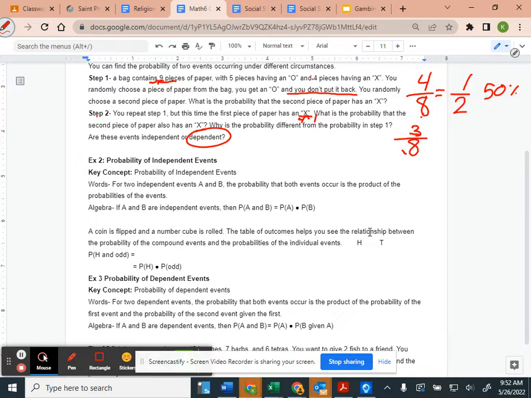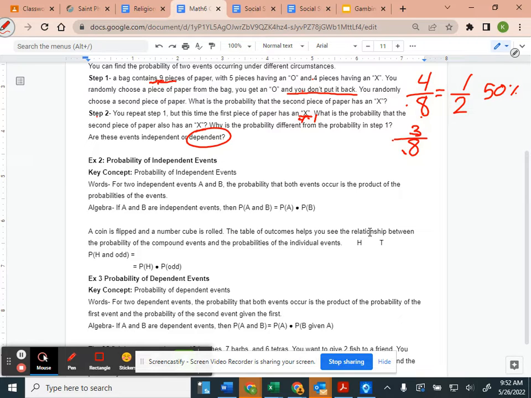Yes, because we were taking out and not returning, it's making that second one dependent on the first. We couldn't just draw and draw. It was dependent on it because we had taken one away. So those total outcomes were different. Because of the first event, the second event's outcomes were different. So you are correct. Both of them are dependent because we did not return it.